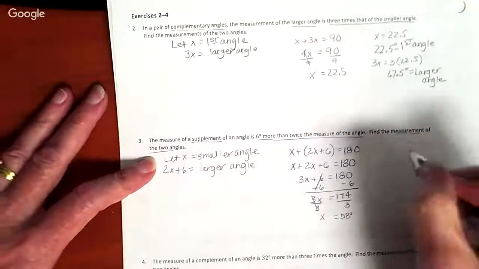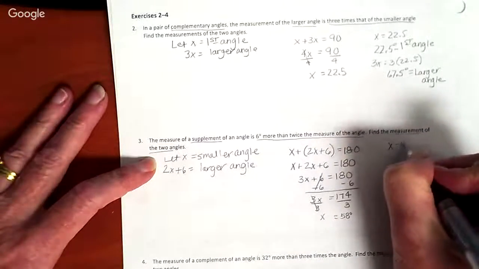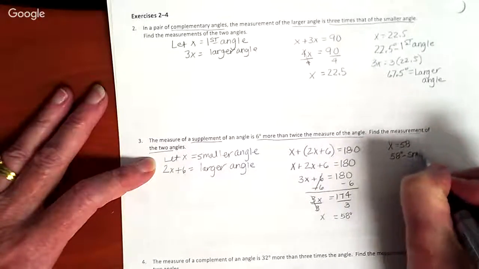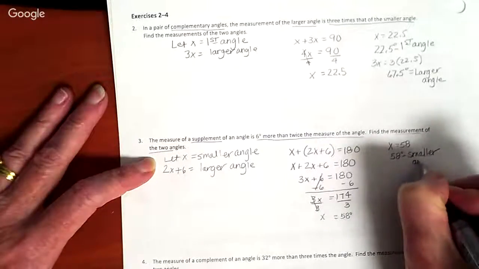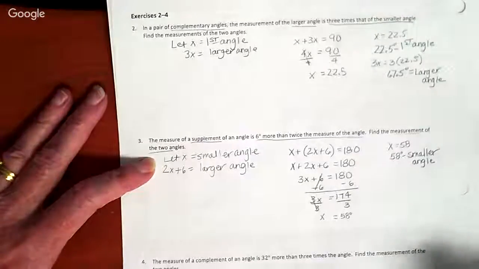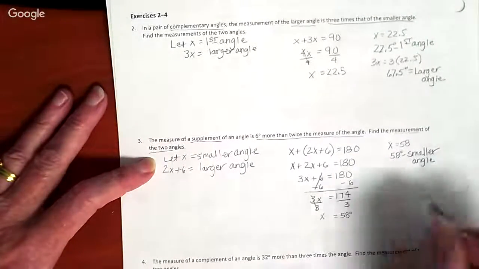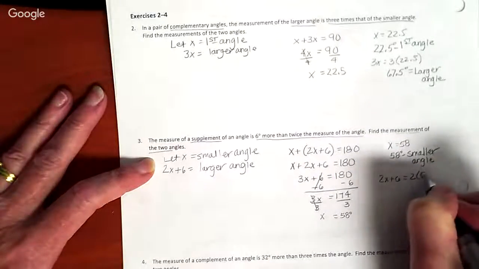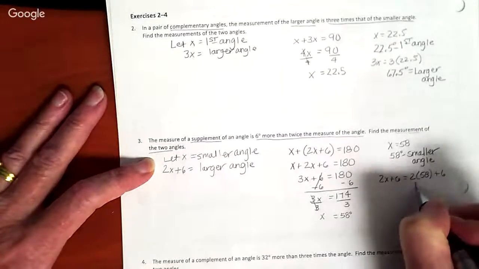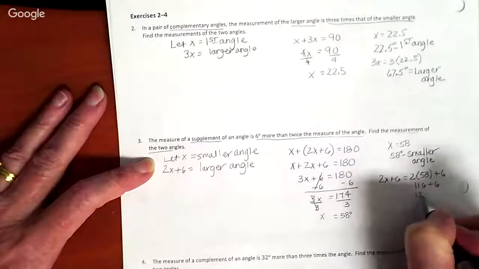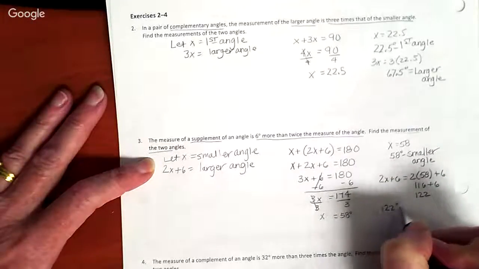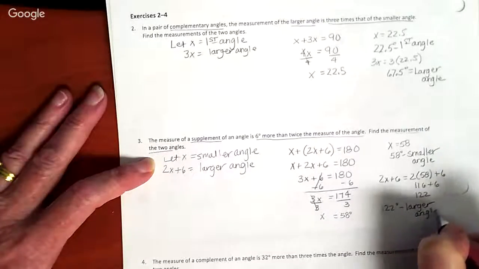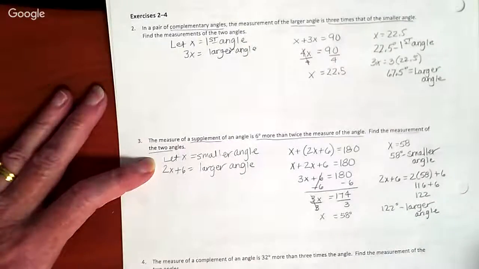So the smaller angle is 58 degrees. The larger angle is 122 degrees.